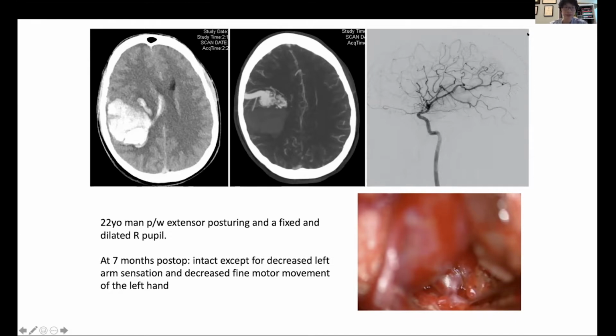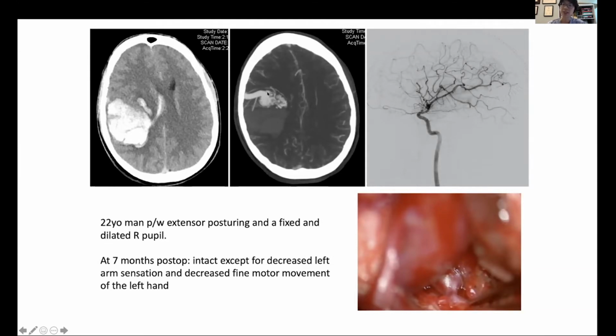And up here in the upper left-hand corner, you can see the head CT, a non-contrast head CT with a large hemorrhage, which is the bright spot there. So, a large intraparenchymal hemorrhage with a little bit of intraventricular hemorrhage.